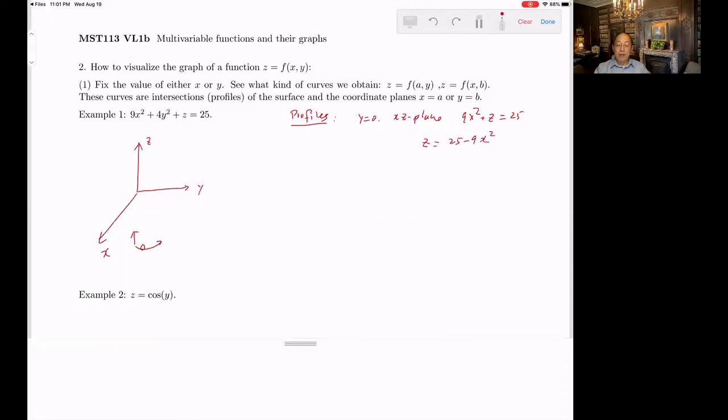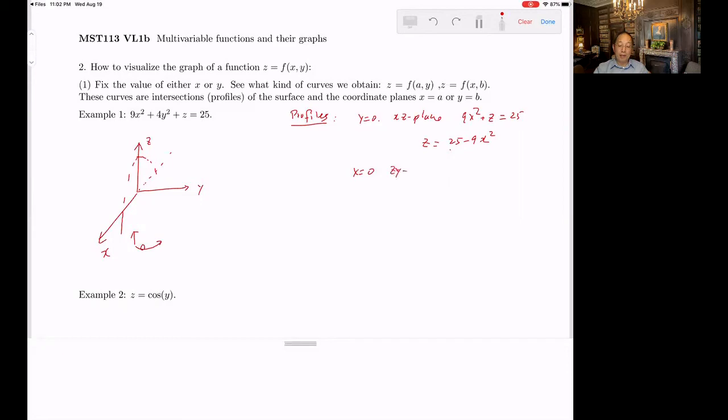And from here, we know the largest value we can have is 25 when x is 0. Otherwise, it can be negative. So over here, it's going to be 25. But y is equal to 0, so you will have something like this. This is a parabola, we know that. Like this.